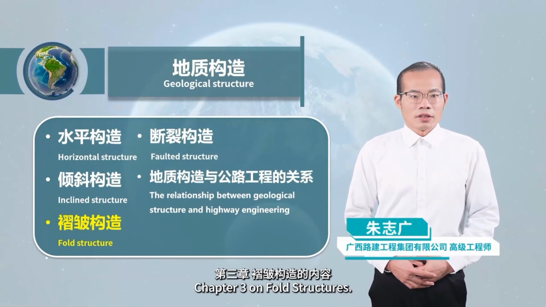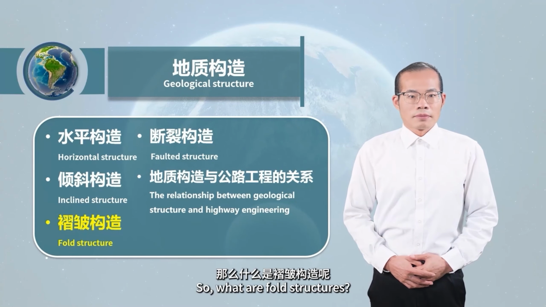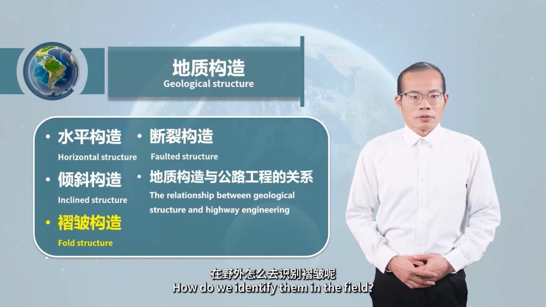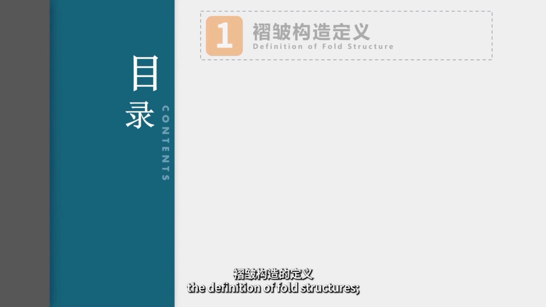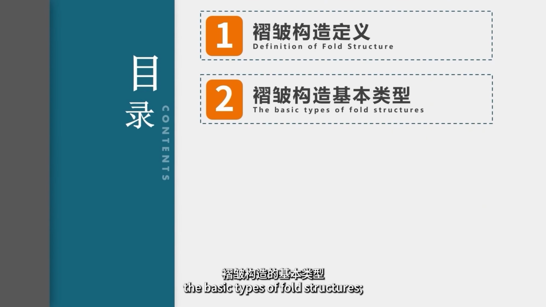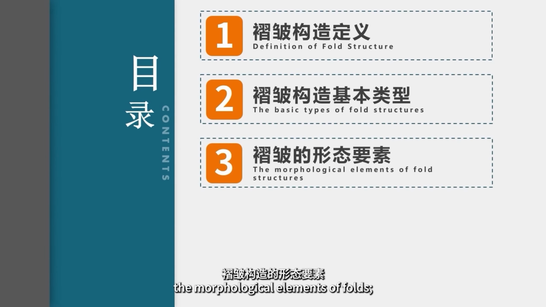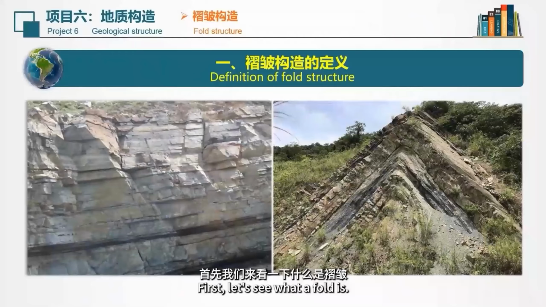Today, we're going to explore Chapter 3 on fold structures. So, what are fold structures? How do we identify them in the field? We will focus on four main aspects today. First, the definition of fold structures. Second, the basic types of fold structures. Third, the morphological elements of folds. And fourth, the causes of folding.